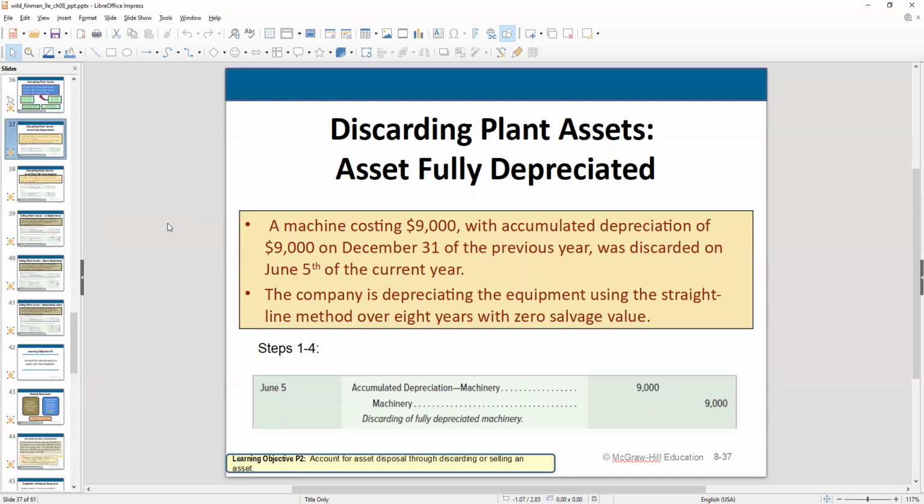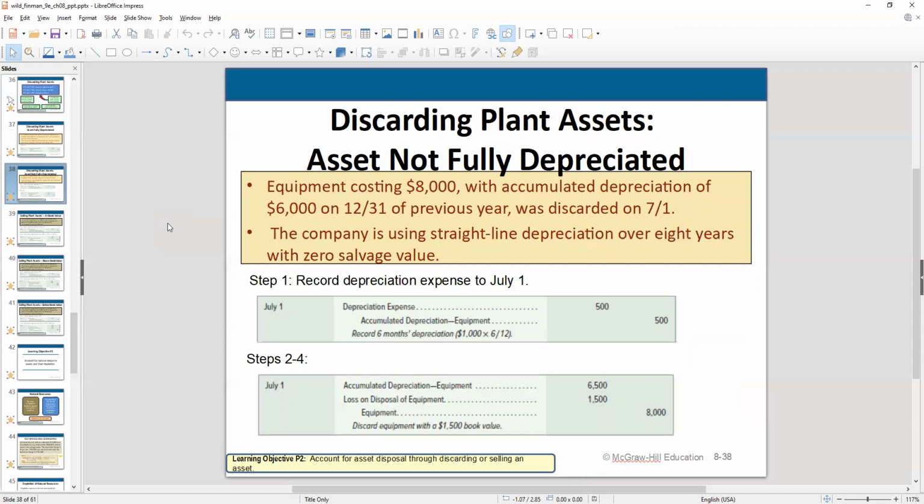So in our example, a machine costing $9,000 with accumulated depreciation of $9,000 on December 31st was discarded on June 5th. Okay. So we have zero salvage value when we depreciated it. So we're just going to do a debit to accumulated depreciation, because we got to wipe that off the books when we get rid of it, right? And then we got to wipe the machinery off. So we're going to credit the asset called machinery, and that takes it off the books.